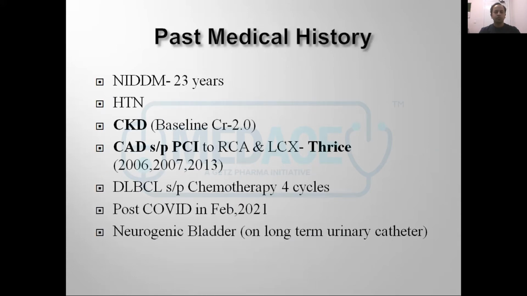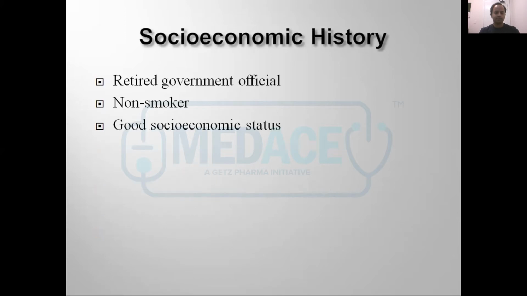If we talk about the comorbids, he had long-standing diabetes, hypertension, and CKD with a baseline creatinine of 2. He had already undergone PCI thrice in the last few years: 2006, 2007, and 2013. He was a known case of lymphoma post-COVID in February and had a neurogenic bladder. He was a non-smoker with a good socioeconomic status.